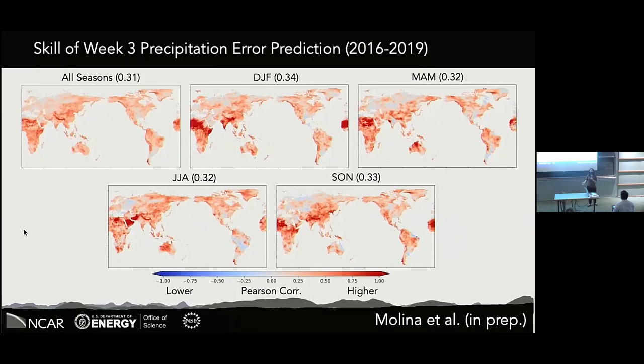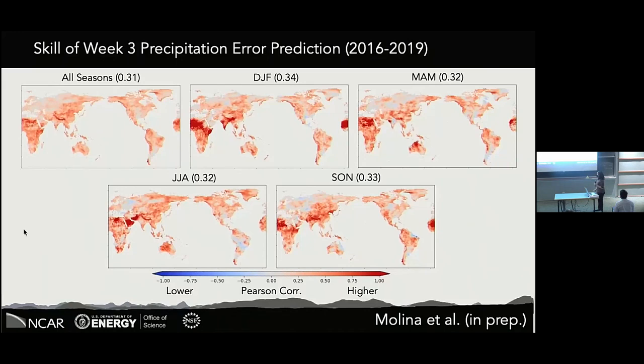Because right now, if I were to show you the skill everywhere, across the tropical Pacific, where El Nino and La Nina occur, there's a lot of skill, right? When variability occurs at a slower frequency than the lead times we're looking at, of course, there's a lot of skill. And so we want our network to not really focus on those areas.